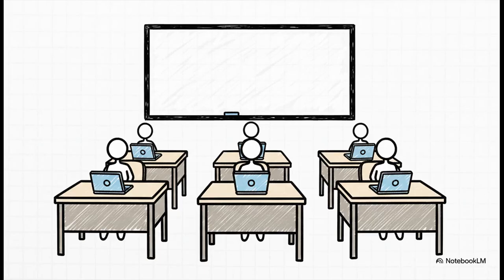For instance, you could add, this lesson will take place in a physical classroom in the evening. All participants have their own laptop. This one sentence tells the AI so much. It's not a virtual class, energy levels might be lower because it's the evening, and hands-on digital activities are a definite possibility. See? These little details matter a lot.